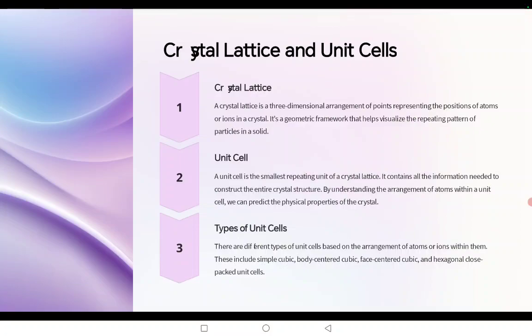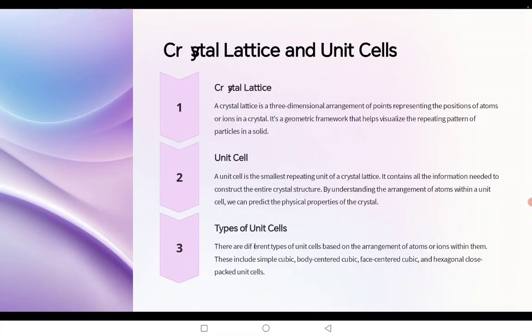Now, crystal lattice and unit cell. What is a crystal lattice? A crystal lattice is a three-dimensional arrangement of points representing the positions of atoms in the crystal. It's a geometric framework that helps visualize the repeating pattern of particles in a solid. A unit cell is the smallest repeating unit of a crystal lattice.